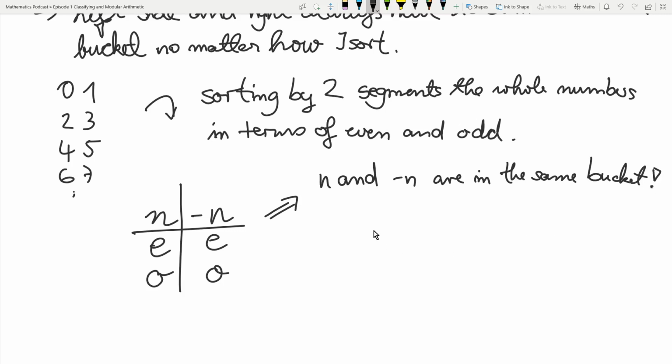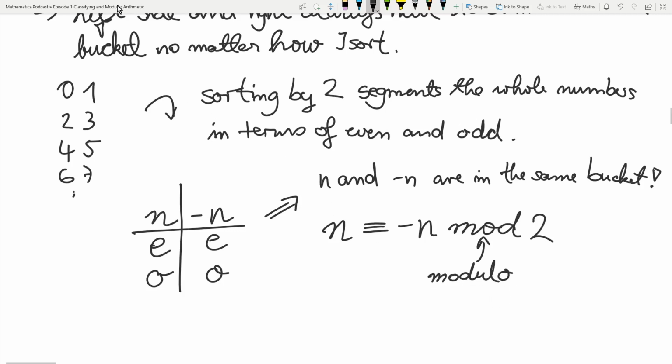Mathematically speaking, how we can write this is n is in some form equal to minus n when we sort using 2's. This sorting is called modulo, which is also where the name modular arithmetic comes from. Basically, n and minus n are just the same. There is no difference. We have no negative when we sort. What else do we have?